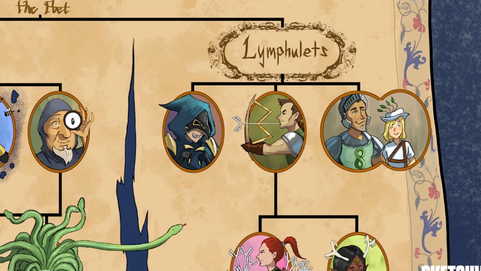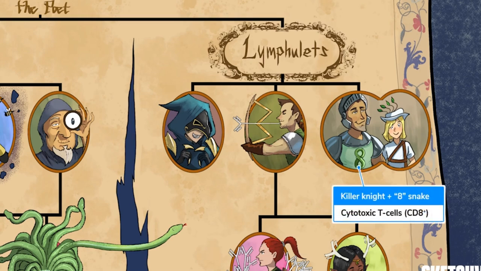After migrating to the thymus from the bone marrow, immature T cells differentiate into several distinct types of T cells. And we've shown the two major types here. First, we've got our fearsome knight with his 8-shaped serpent emblazoned armor, and that's the cytotoxic T cell, which is also called a CD8 positive T cell. Cytotoxic T cells destroy abnormal body cells, and particularly those infected by a virus, but cancer cells and just generally damaged cells are also targeted by CD8 positive T cells.